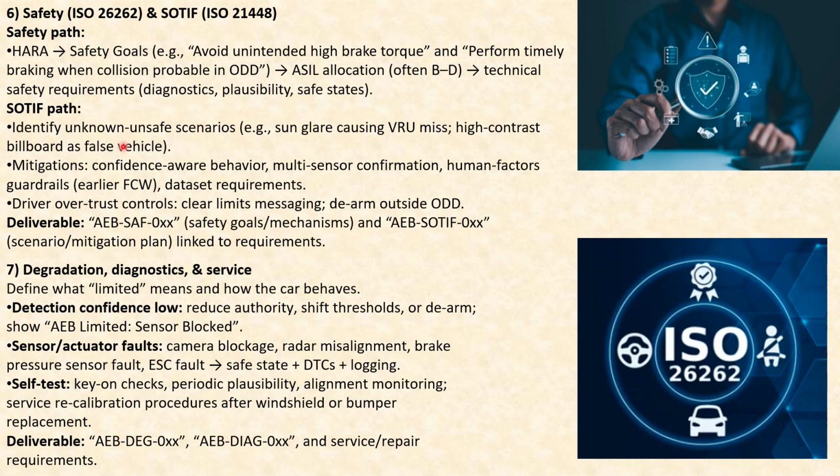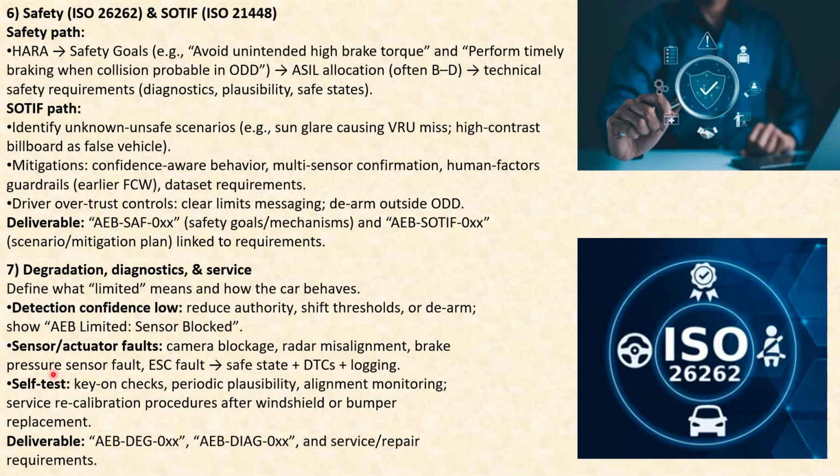All right. So these are all the various types of requirements that are elicited during the requirement elicitation step. Now let's come to one very important requirement that must not be considered an afterthought. Next, you have to take care of the degradation, diagnostics, and service. So define what limited means and how the car behaves. So detection confidence low: reduce authority, shift thresholds or DARM, and also show AEB limited, sensor blocked.